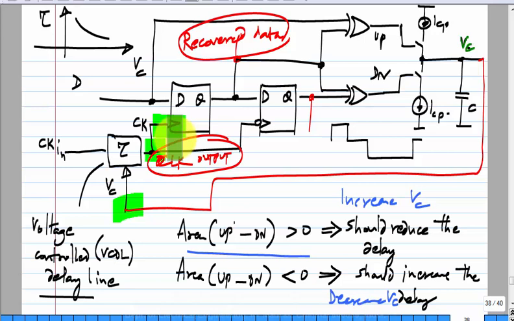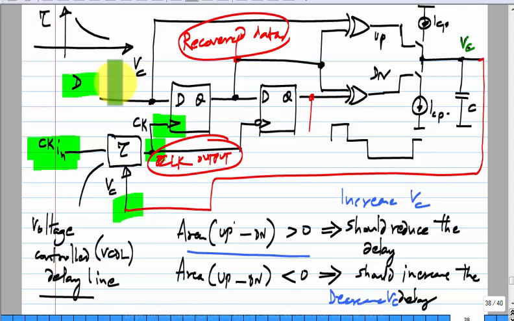No, no. It is assumed that this and this are at the exact same frequency, obviously, because this is the clock that was used to generate data at the transmitter. If these two are at different frequencies, you are finished. I mean, nothing can work, because if the two are at different frequencies, can you do something?